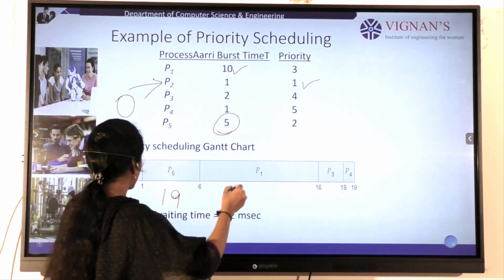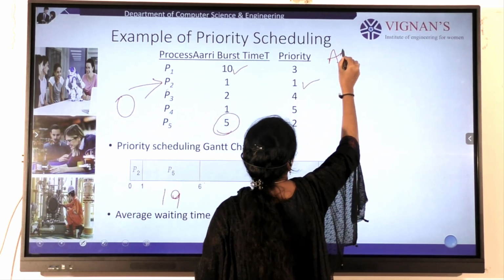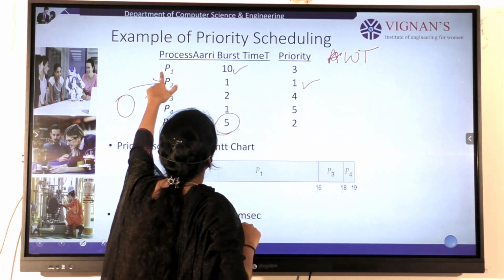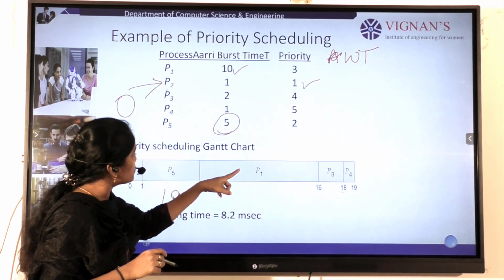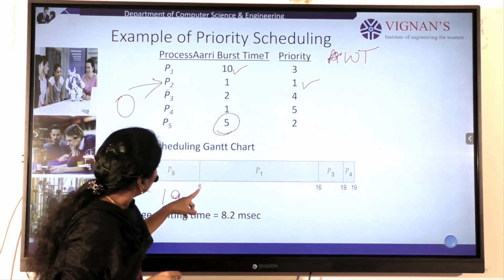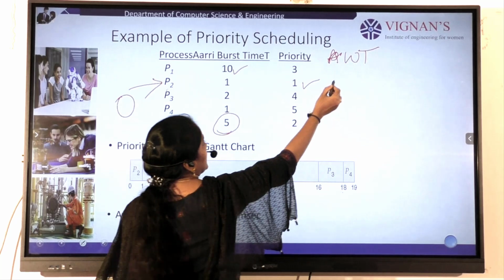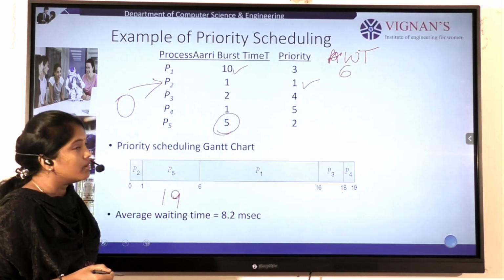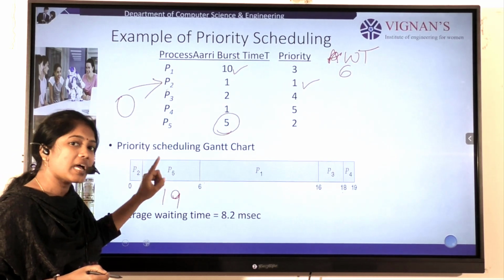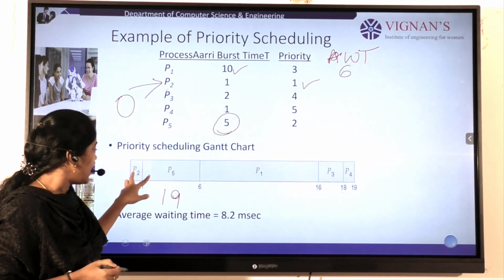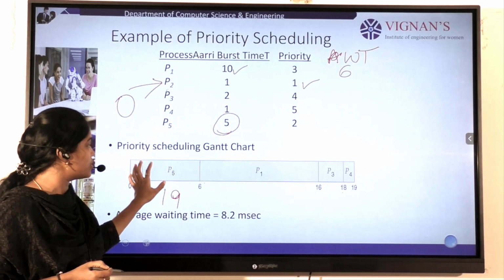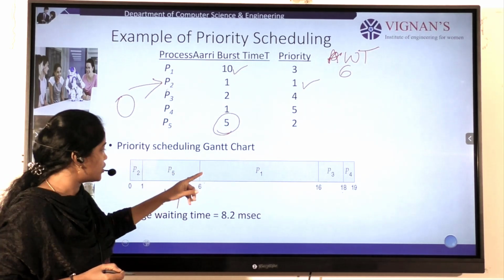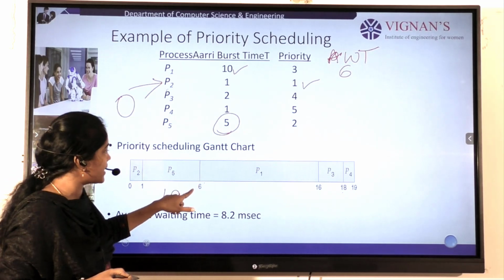Now we have to calculate the average waiting time. First, the waiting time for process P1. Process P1 has to wait 6 milliseconds because the prior processes P2 and P5 have the highest priority. Until their execution is complete, P1 will not enter the CPU, so it has to wait 6 milliseconds.